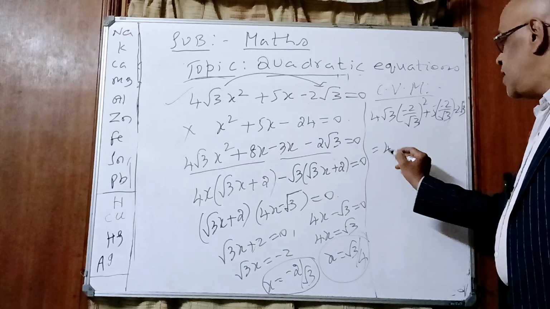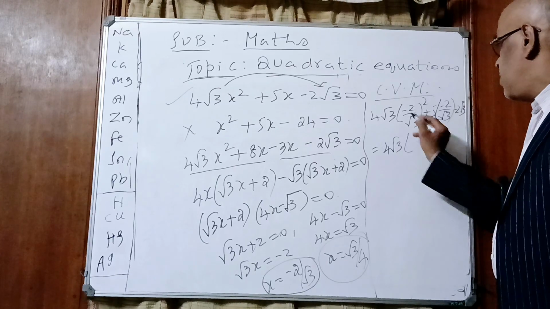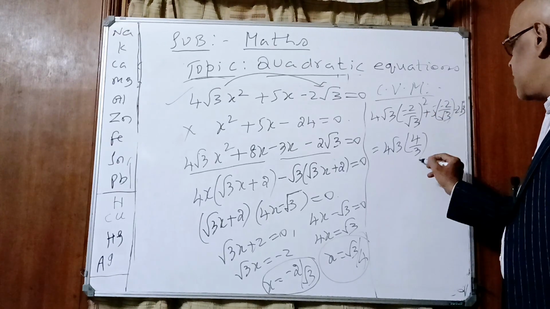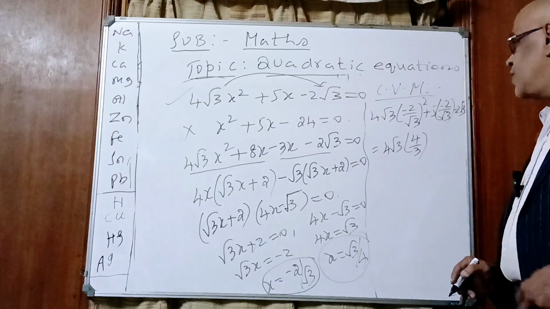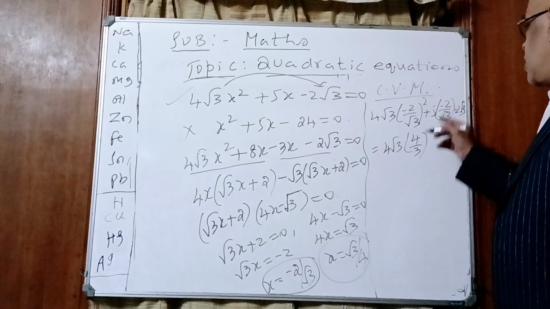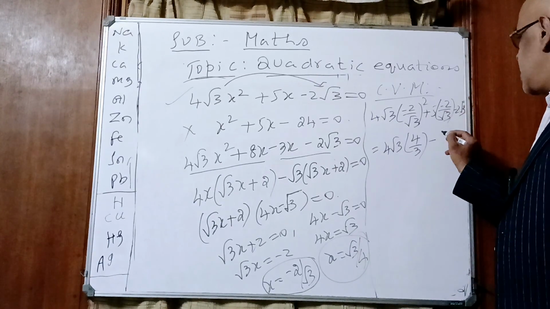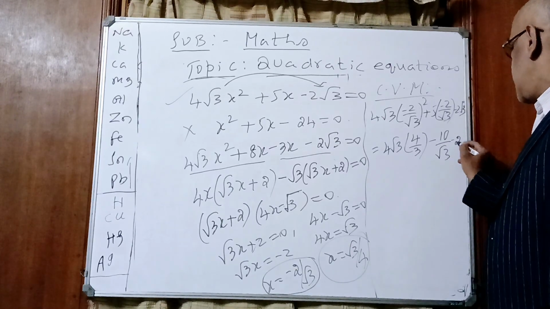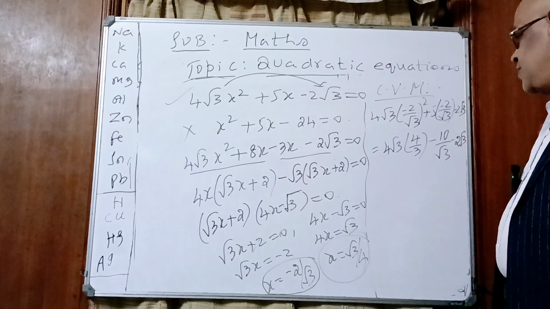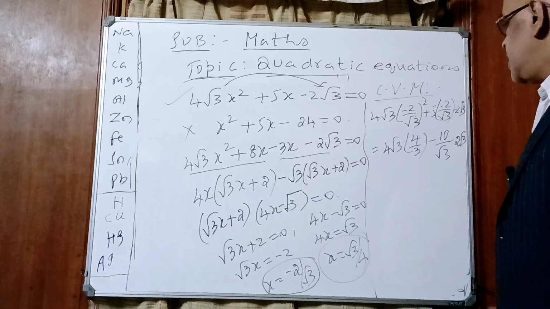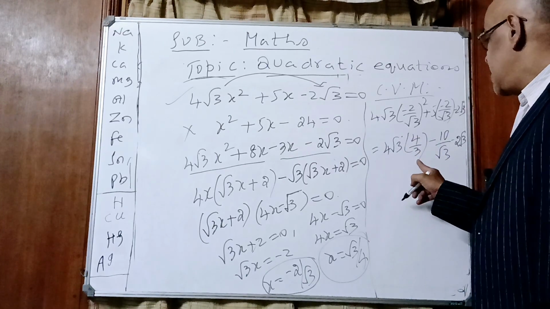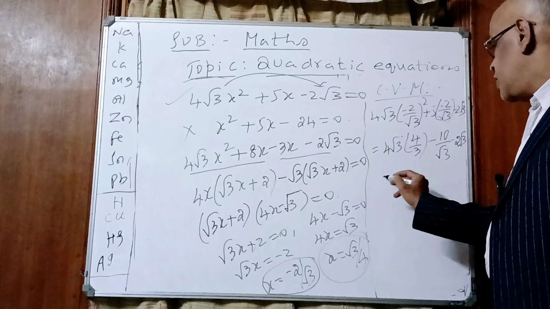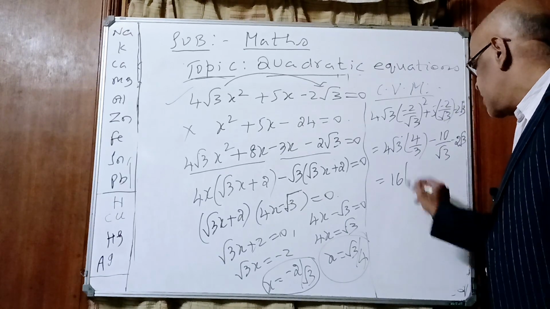What do I get here? 4 root 3 into minus 2 square 4. Root 3 square 3. Yes or no? Yes. So what do we get here? Plus into minus, minus. 5 2s are 10, root 3, minus 2 root 3. What do I get, children, here? So 3 can be written as root 3 into root 3. Yes or no? 4 4s are 16. Here don't get confused, children.